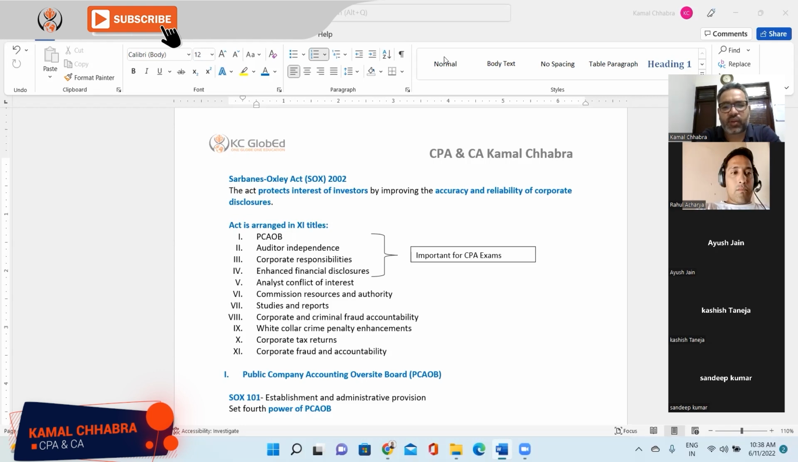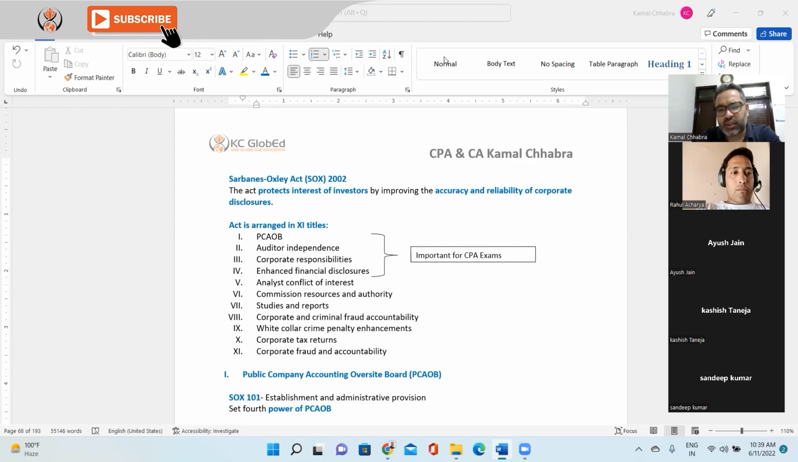And the 10th one is corporate tax returns. Like in our independence rules also, we discussed corporate tax returns, what tax returns as a CPA we can file and what things we cannot do. So the Securities and Exchange Commission has also laid down rules for tax services. And then lastly, corporate fraud and accountability.